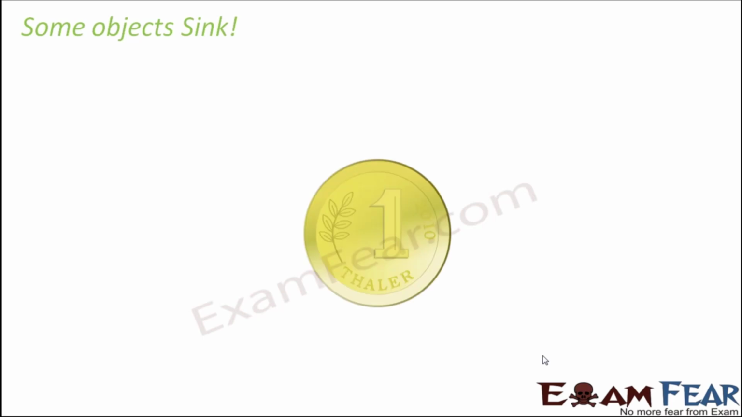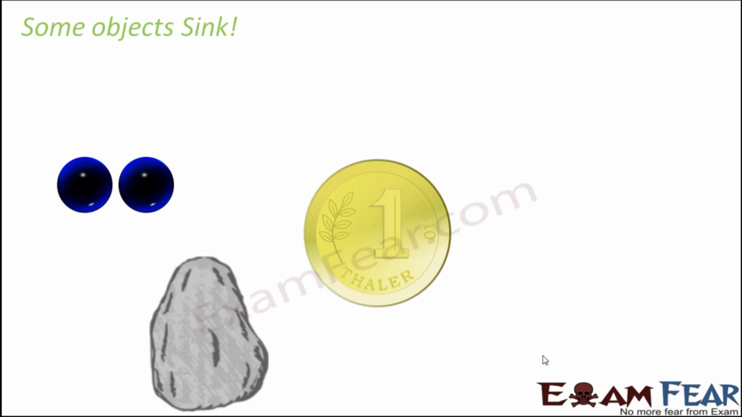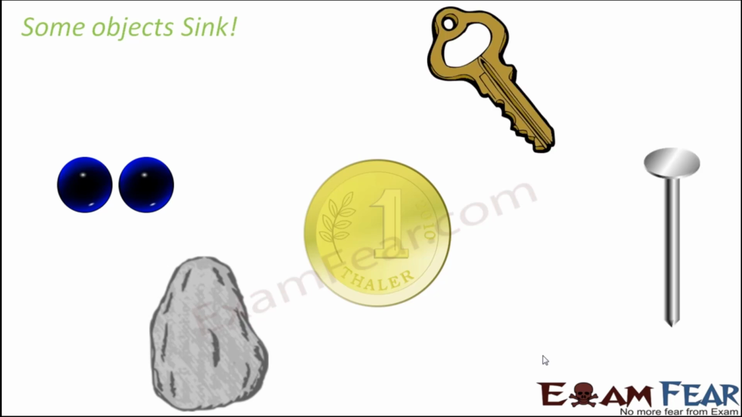On the other hand, there are objects which sink. The best example would be coins made up of metals. You think of marbles, they also sink in water. Think of stones or pebbles, they sink in water. You think of any metal objects, most of the metal objects sink in water, like a metal key or a metal nail. So all these tend to sink in water.